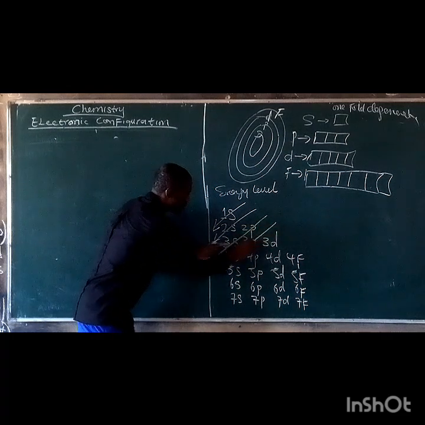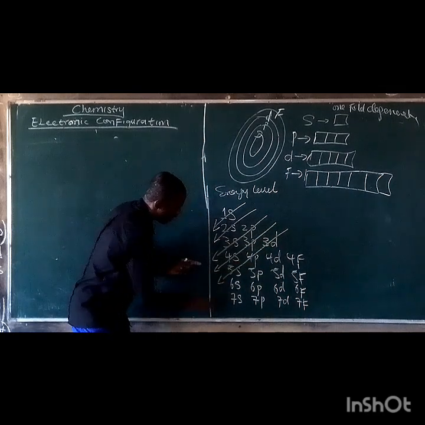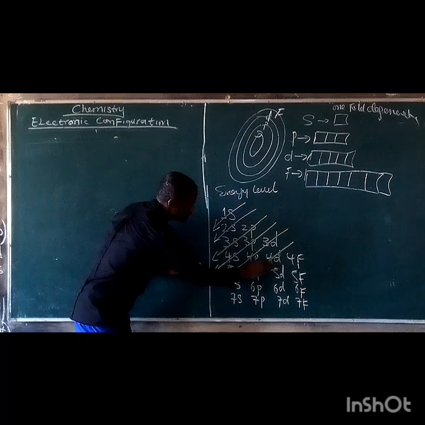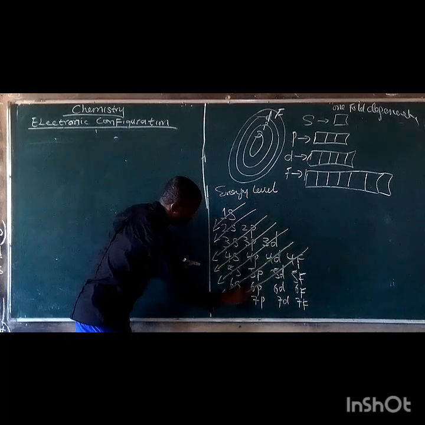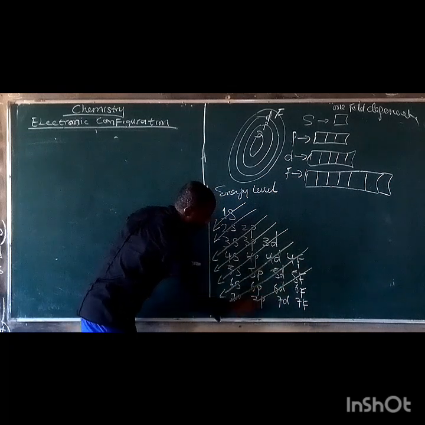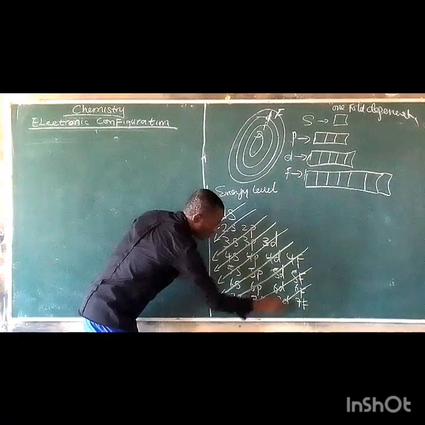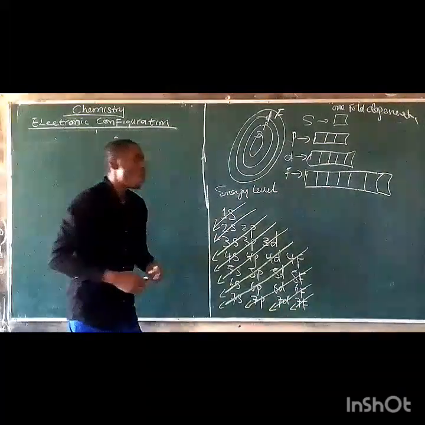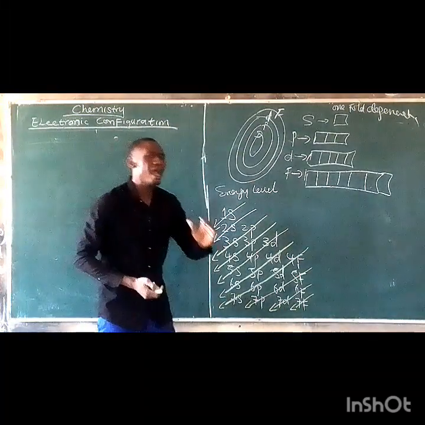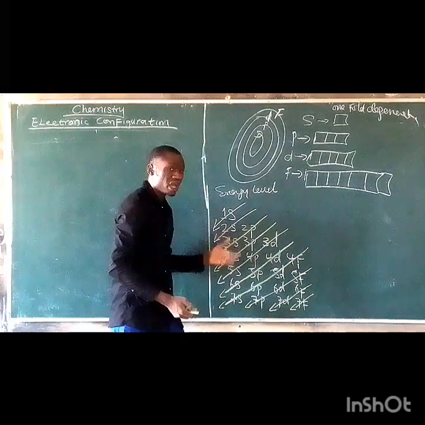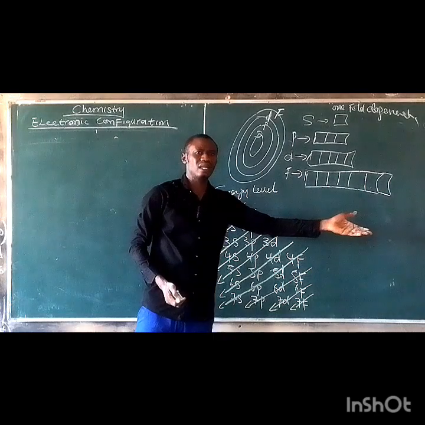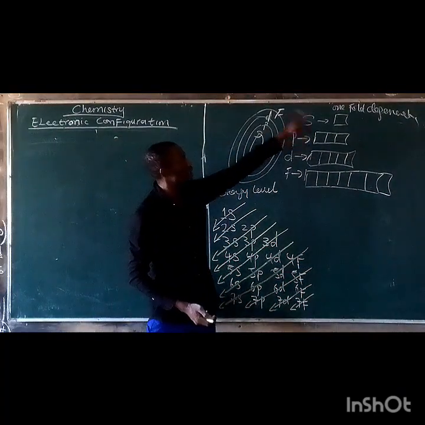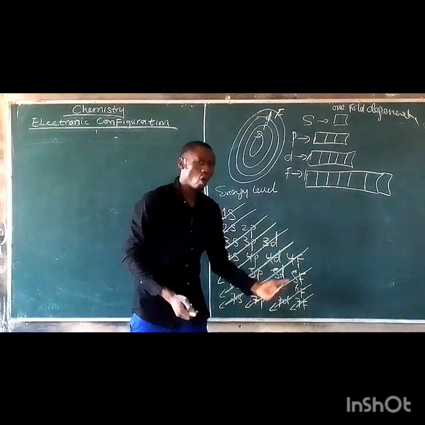After that, you have 3p and the 4s. After that, you have 3d, 4p, and the 5s. After that, 4d, 5p, and 6s. After that, 4f, 5d, 6p, and 7s. After that, 5f, 6d, and 7p. After that, 6f, 7d. After that, 7f. The Aufbau principle states that electrons fill the orbitals from the lowest energy level to the highest energy level, while Hund's rule says electrons fill the orbitals singly before pairing occurs.